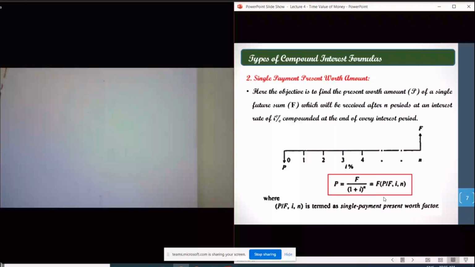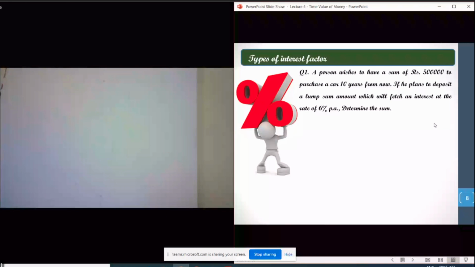So we'll go with some numericals here. A person wishes to have a sum of rupees 50,000 to purchase a car 10 years from now. If he plans to deposit a lump sum amount which will fetch an interest at a rate of 6% per annum, determine the sum.